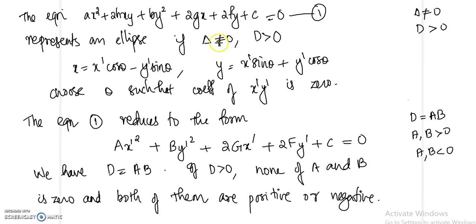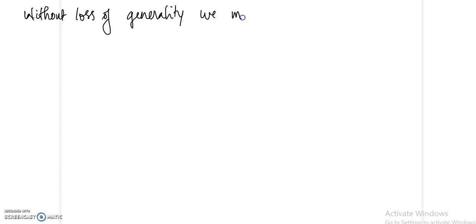Now here let us assume the case where both A and B are positive. So the same result will hold in the case where A and B are negative also. So without loss of generality, we may assume that both A and B are positive.